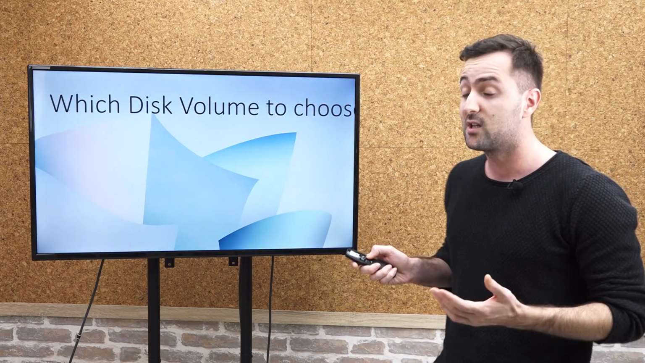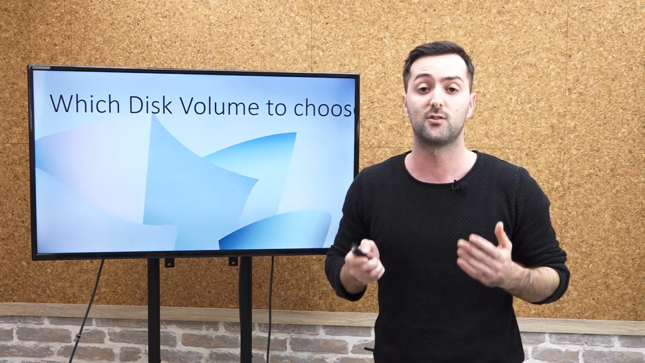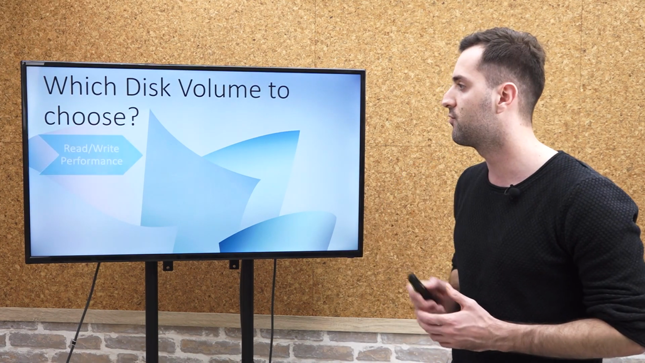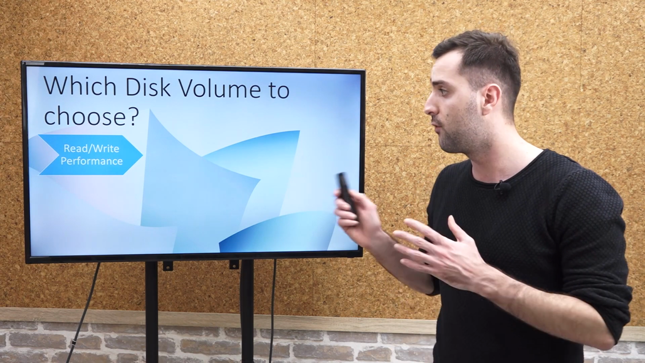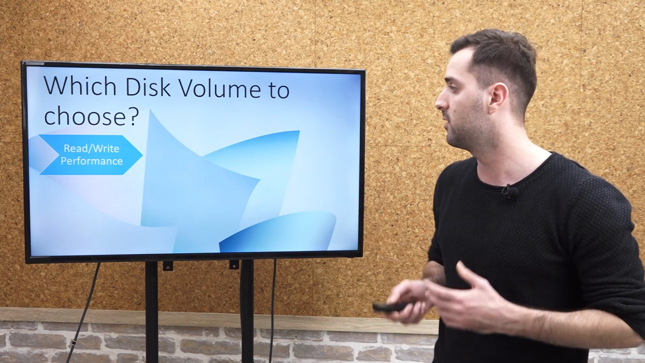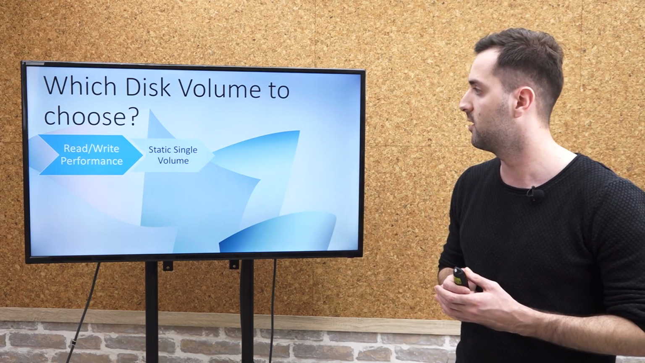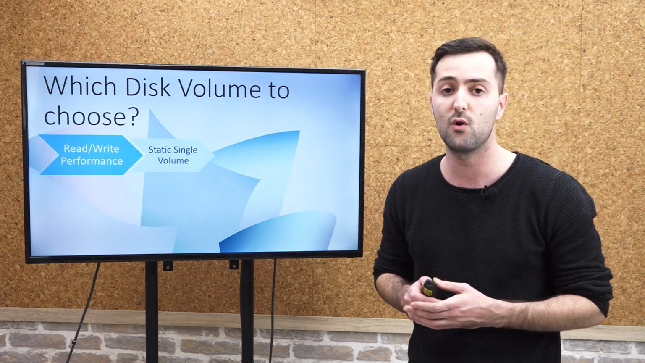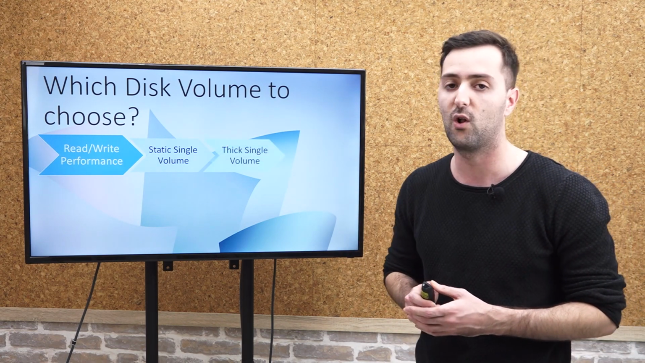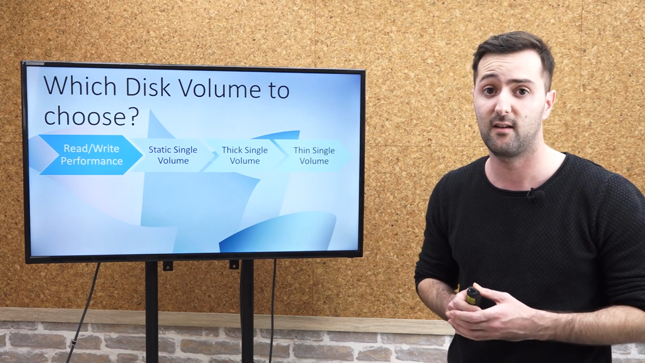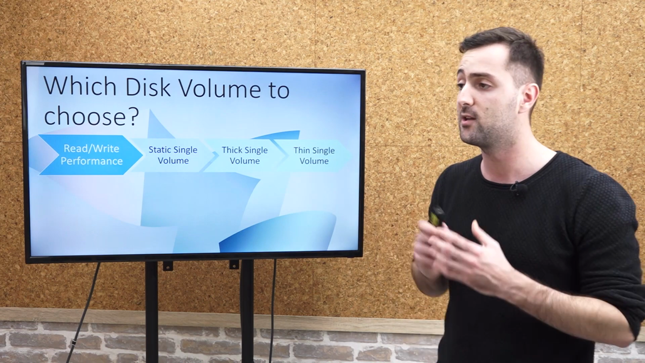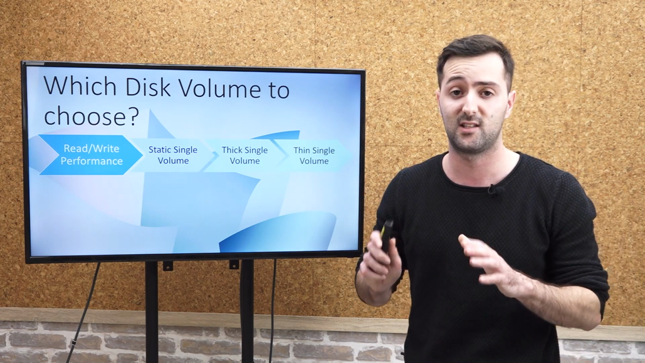So which disk volume to choose? That all depends on you, and I will provide you with some answers and some insights on which volume to choose. For example, on the read and write performance, based on that, we have to see which one performs the best. So on that sense, it makes the static single volume, which has the highest IOPS performance, followed by the thick single volume, and the last one is the thin volume. The thick single volume is in between of these two, but based on performance, static single volume excels still.